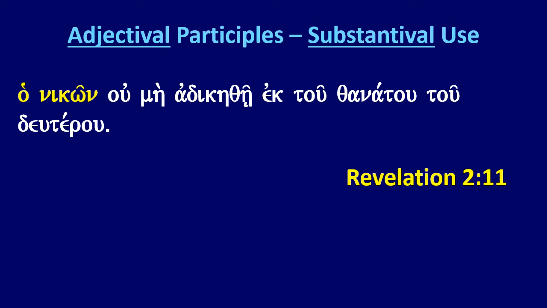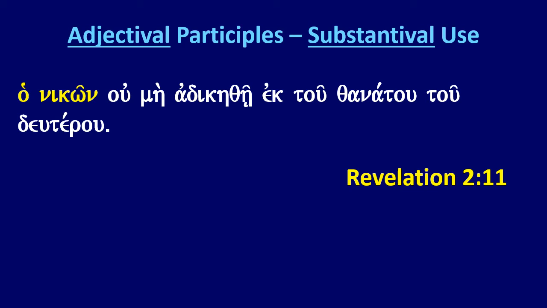So here again, we have the same grammatical structure or phrase as we saw with the one who sheds his blood, or the one who believes, John 3:16. Here it's ho nikon. "He who overcomes shall not be hurt by the second death." And there we see one of our vocabulary words, adikeo, is used here for the idea of hurt.